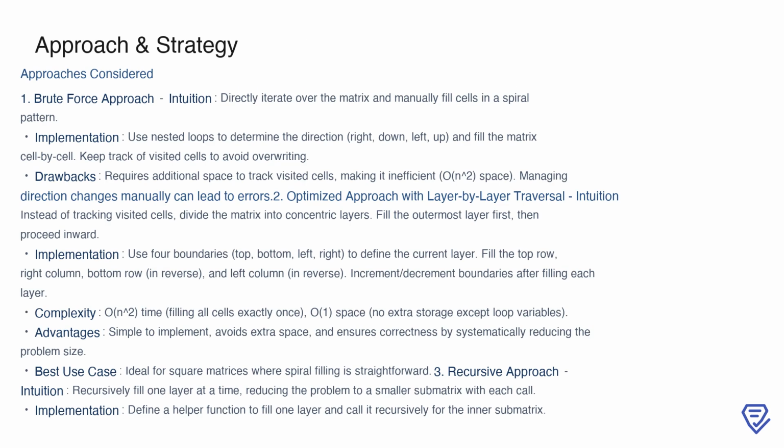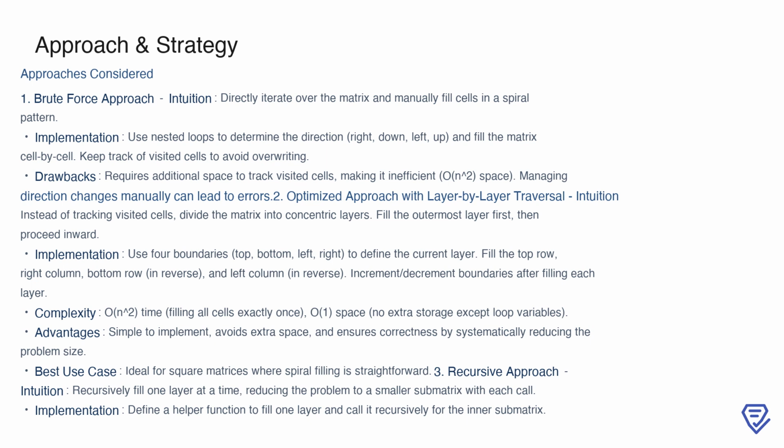When approaching this problem, we can consider three main strategies. The first is the brute force approach, which involves directly iterating over the matrix and manually filling in cells in a spiral pattern. Here, nested loops are used to determine the direction, right, down, left, or up, and each cell is filled one by one. However, because we need to track visited cells to avoid overwriting, this method requires additional space, which can be inefficient. Managing these direction changes manually also increases the likelihood of errors.